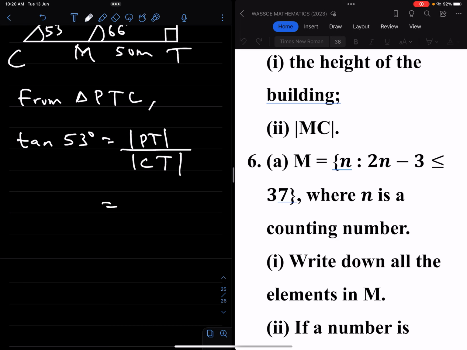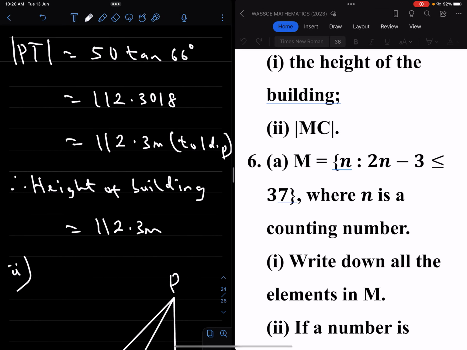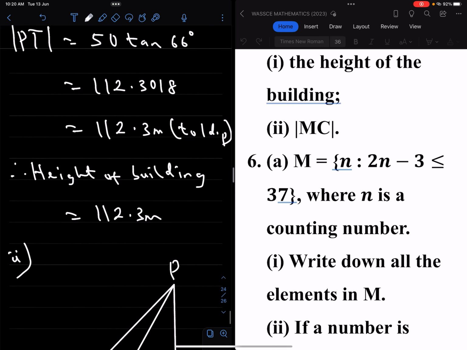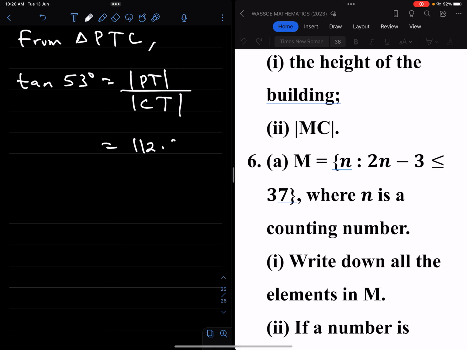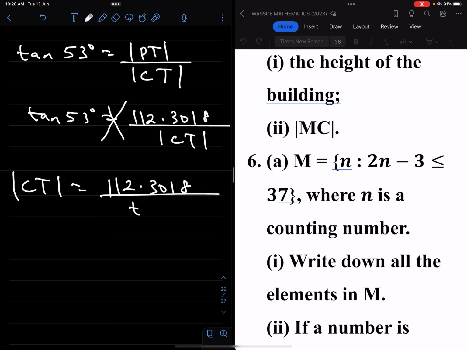I just found that to be 112 point something. You must be careful not to use the approximated value. Use this value instead, so that your answer will be accurate. So I'm using 112.3018 over length CT equals tan 53 degrees. And when I cross multiply, it means length CT will be equal to 112.3018 over tan 53 degrees.